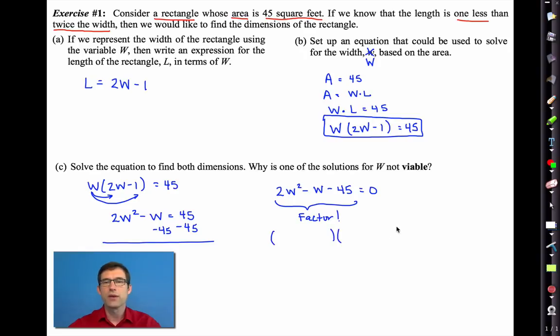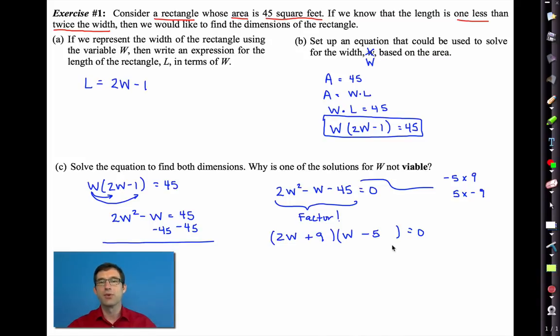So the best we can do here is use a little trinomial factoring, right? We know we'll have a 2w and a w, because 2w and w gives me 2w squared. Now that negative 45, that's a bit more challenging, right? It could be negative 5 times 9, it could be positive 5 times negative 9, it could be a whole variety of things. Again, I'm going to immediately go for the right factorization, which is 2w plus 9 times w minus 5.